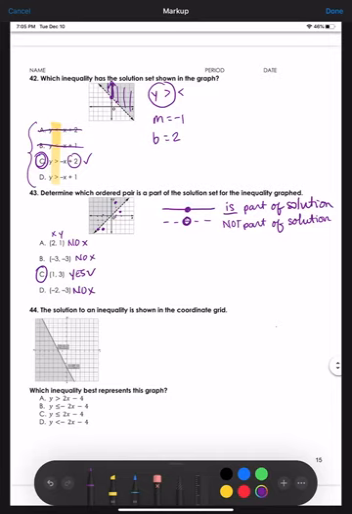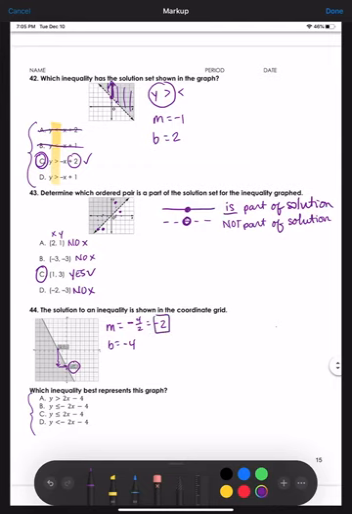44, the solution to an inequality is shown in the coordinate grid. Which inequality best represents this graph? So these are all in slope-intercept form, which is nice. I'll go ahead and write m and b. b is given to me right here. It's -4. And my slope is going down, so it's going to be negative. And I'm going down 1, 2, 3, 4 over 2. So -4 over 2, which is the same as -2.